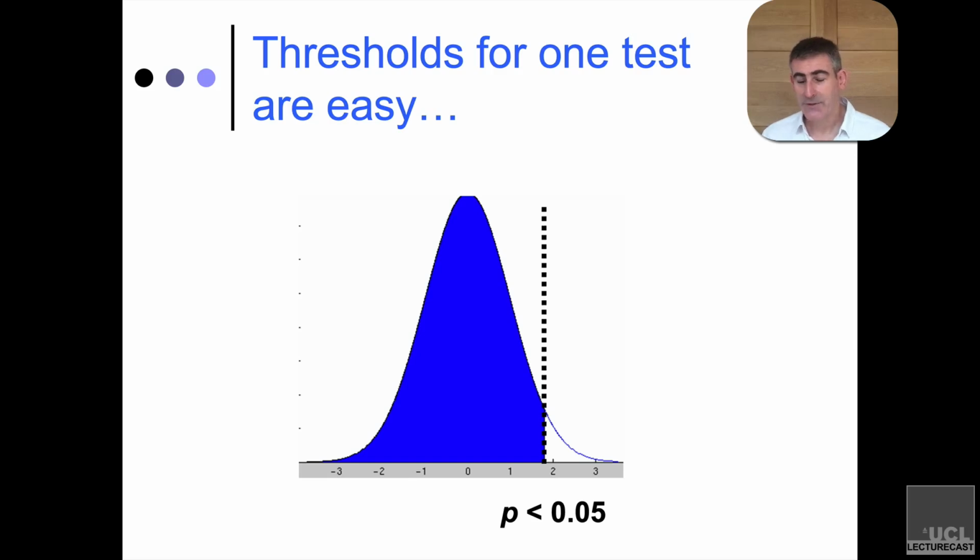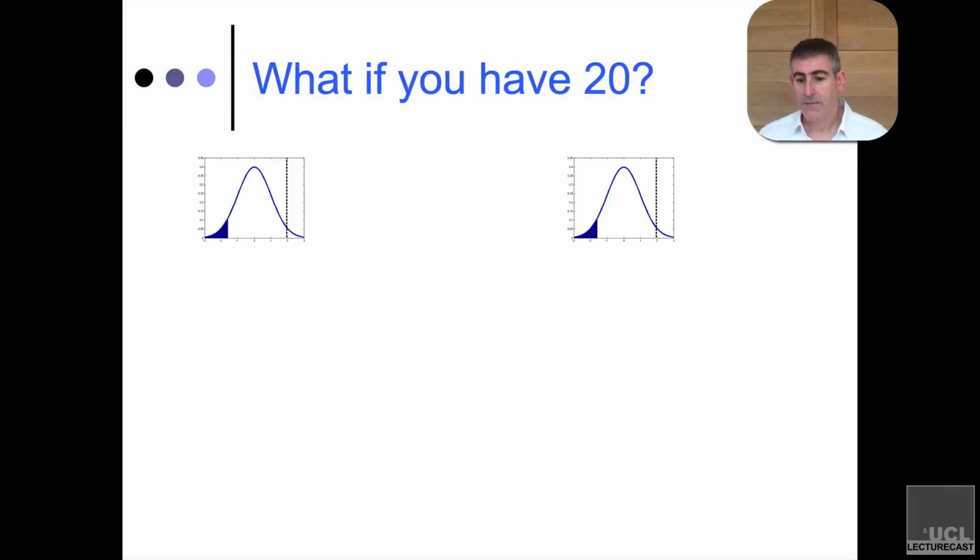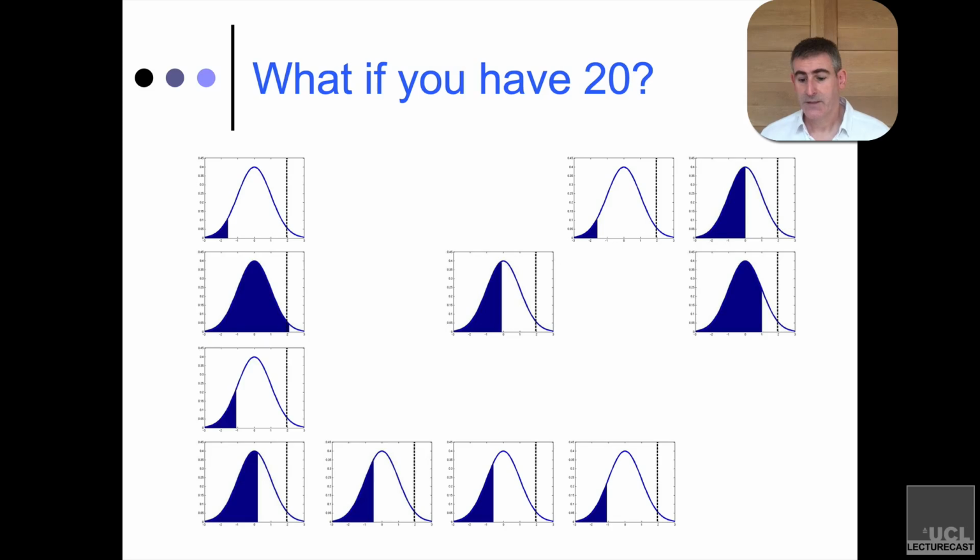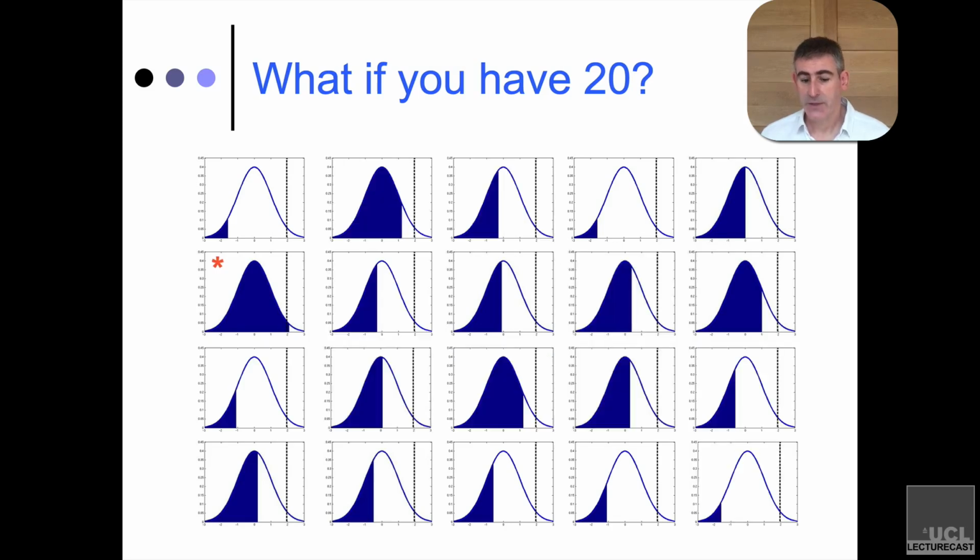Thresholding for a single test is easy. We're going to just stick with 0.05. P is less than 0.05. What happens, though, if you have like 20 tests? So we have 20 different things that we've measured. And if we threshold all of them at 0.05, then we run a significant risk of false positive. That is to say, accepting something as a significant difference that actually happened by chance.